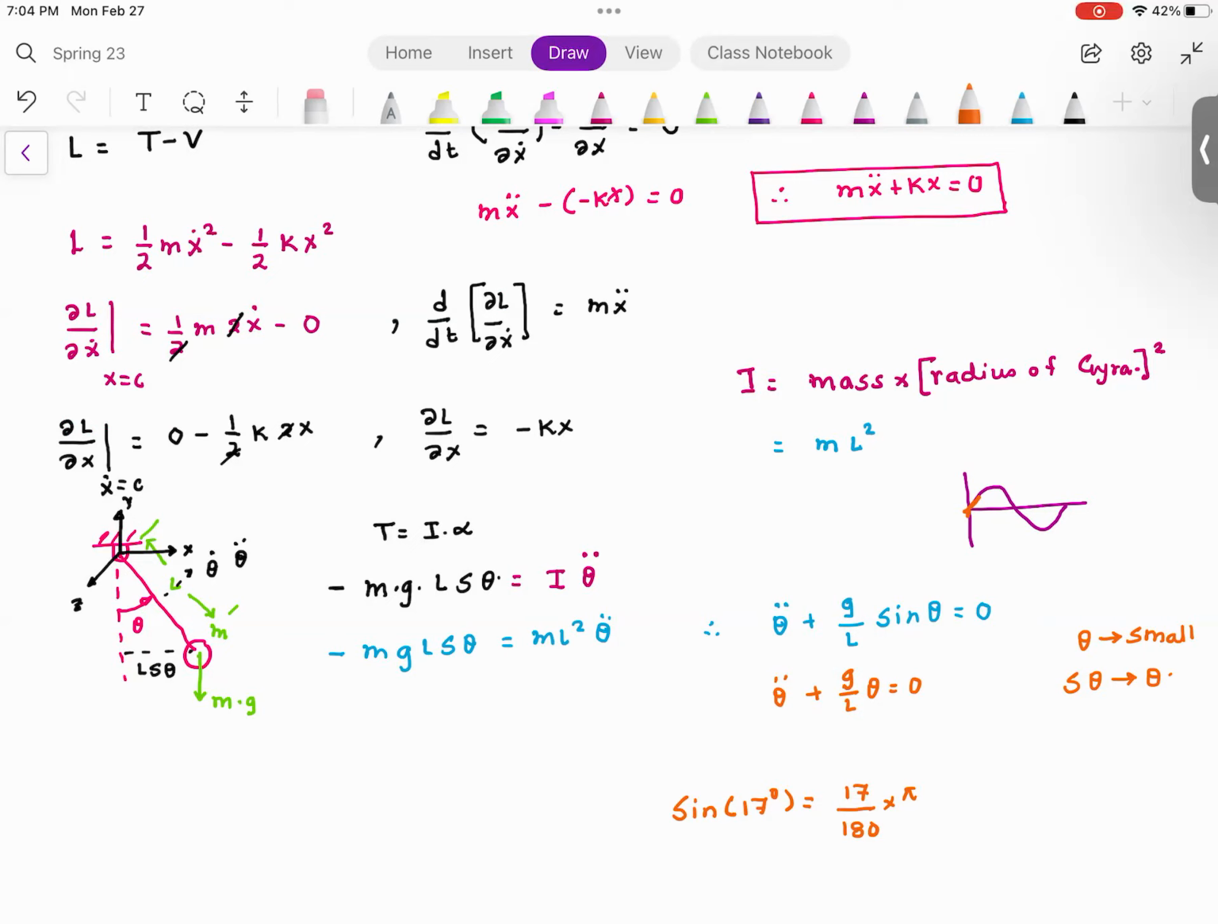So if you look at the grandfather clock, it oscillates within a range of about 17 degrees. This is like the median. Typically, they usually go all the way up to 15. So you see, it's very small, teeny tiny.